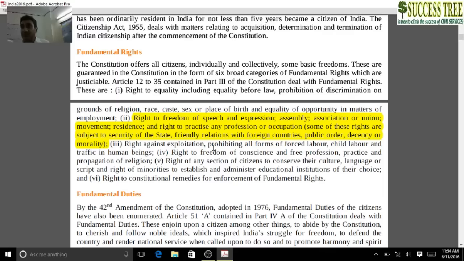Then you should know under which circumstances the member can be disqualified. If a member of the house leaves the party, joins another party. Independent one: you can say the independent member joins any party, or any nominated member joins a party after 6 months. So you can remember all these things, the various provisions.